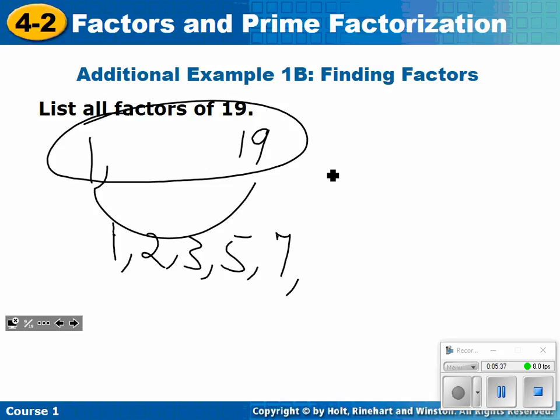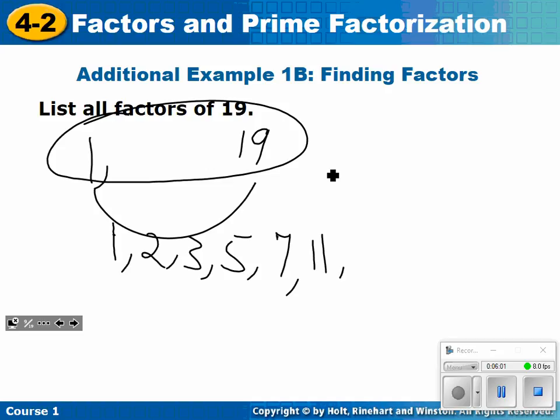So we got 1, 2, 3, 5, 7. We know not 8. 9? No, because 3 times 3 is 9. So not 9. And we know not 10 because 10's even. What about 11? 11 is prime. Instead of yes and no, why don't you say prime or not prime? Okay?